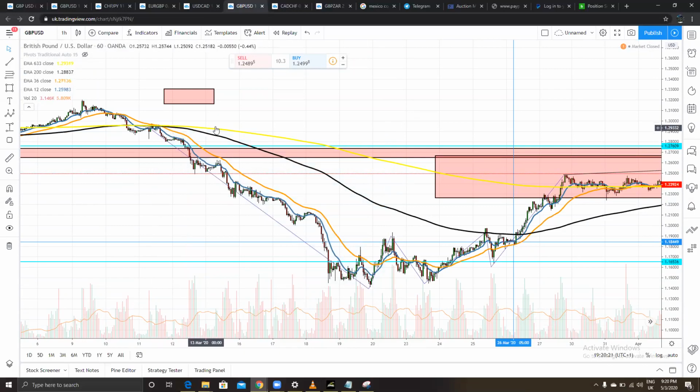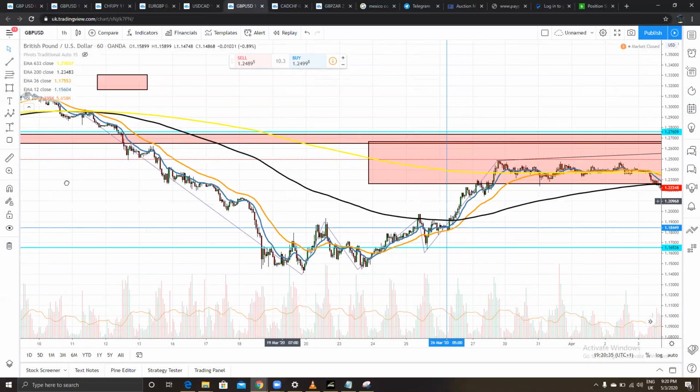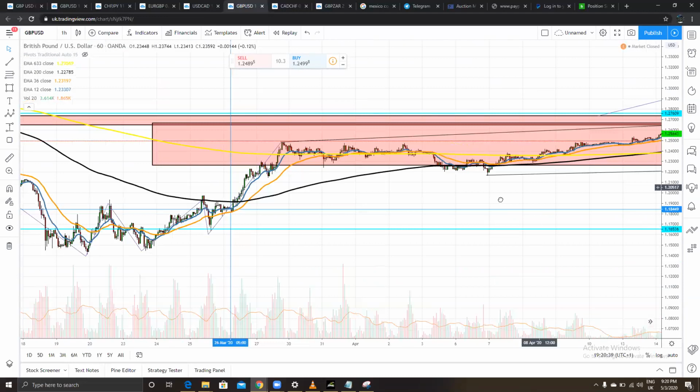The wider gap now needs to come in between the 633, the 200, the 36, the 12 EMA, and that wider gap now needs to come in again to start creating the next line of opportunity. So maybe we may have it.